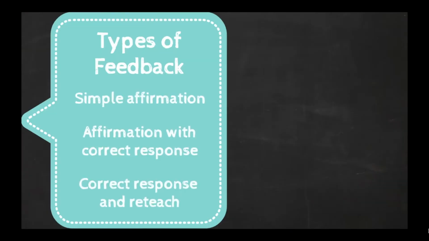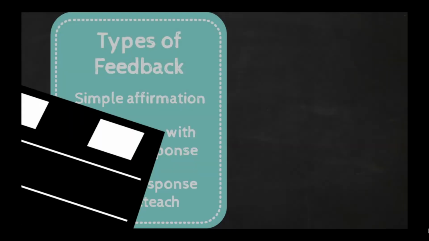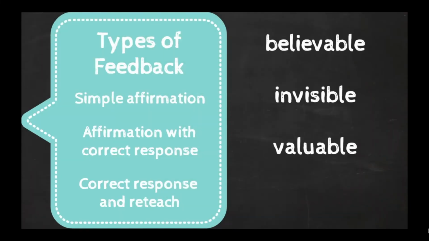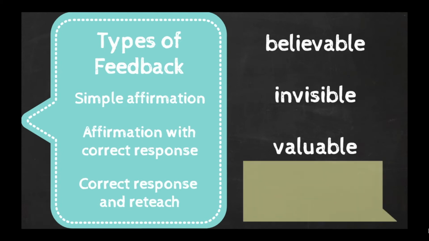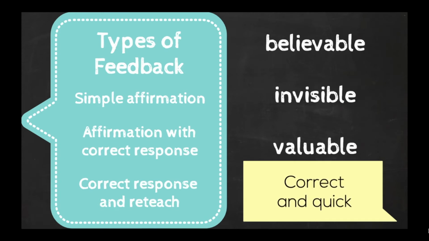Let's go through a few examples of what this sounds like. Grab your guided notes and follow along with us here. Listen to this student and choose the type of feedback she should receive based on how she reads the words. I want you to read these words for me. Get ready. Believable, invisible, valuable. Great job reading those words. Pause here to note how the student responded and choose the type of feedback she received. She was correct and quick and received a simple affirmation.